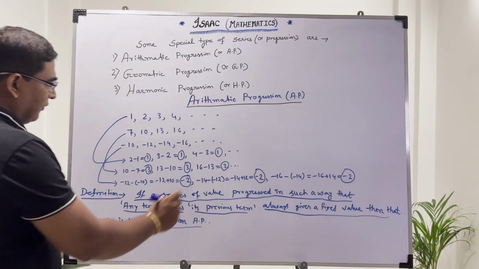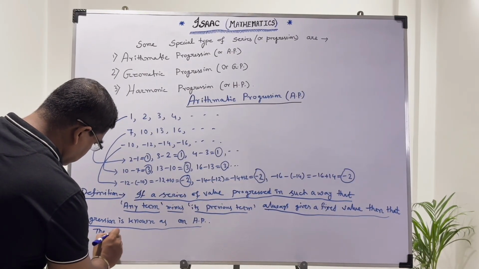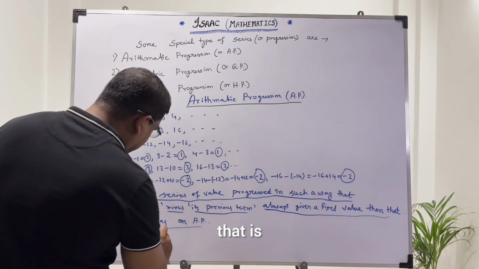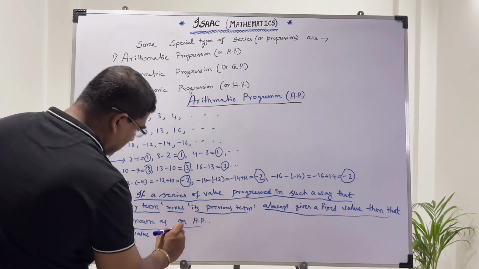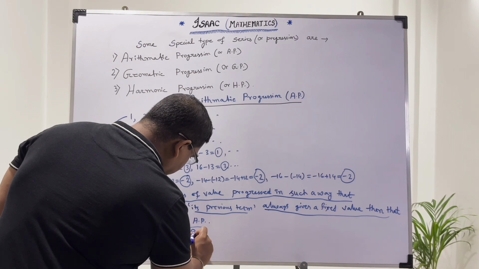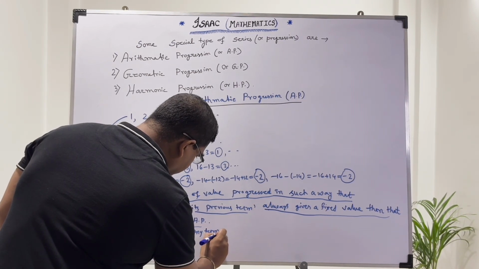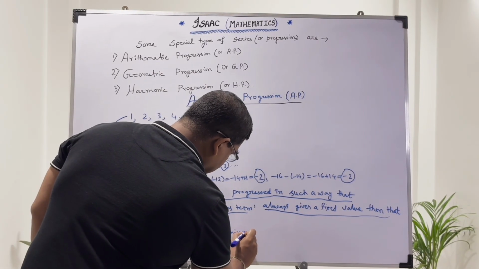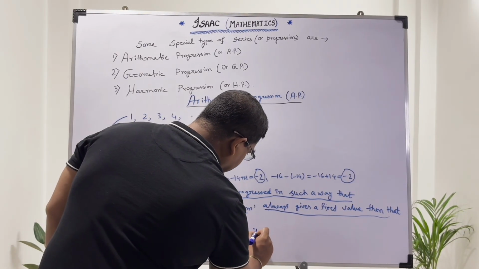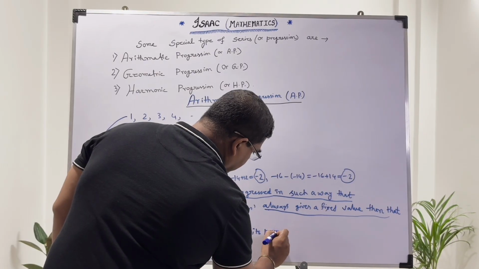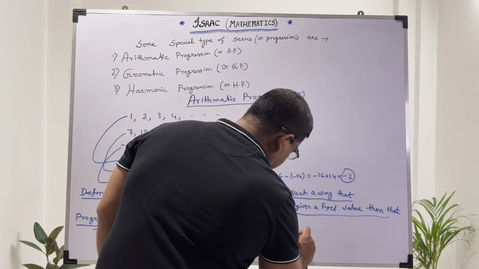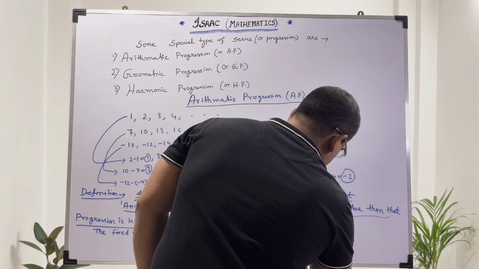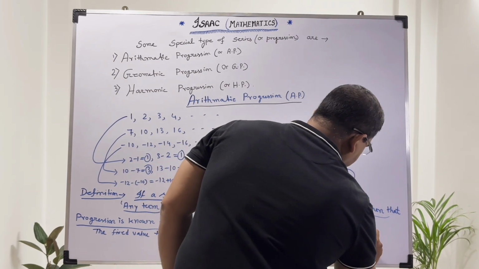Okay. The fixed value, that is any term minus its previous term, is known as common difference.